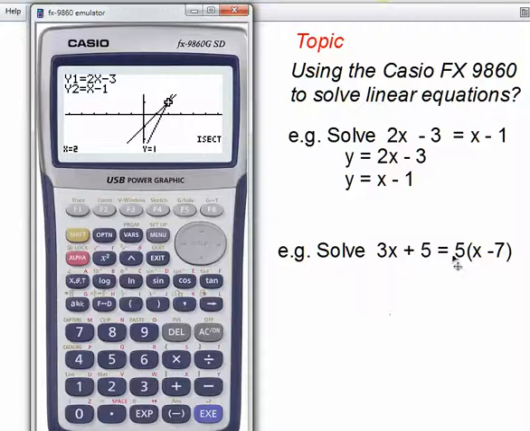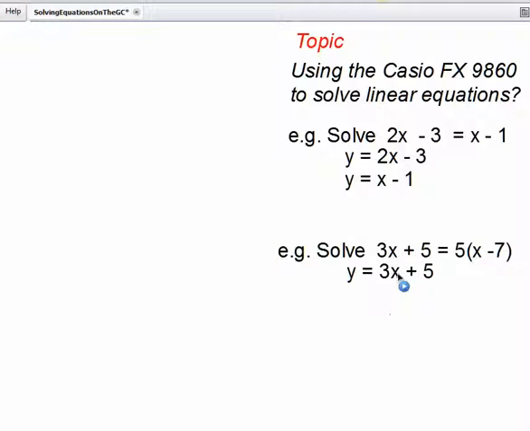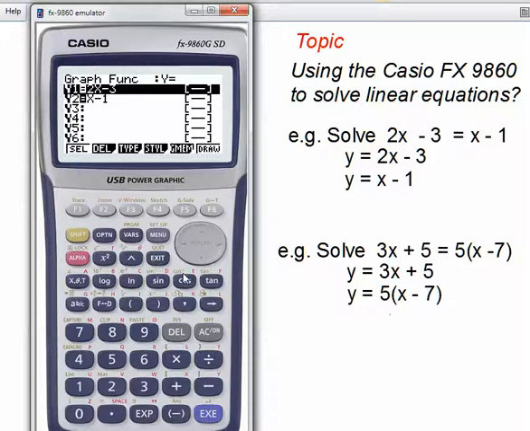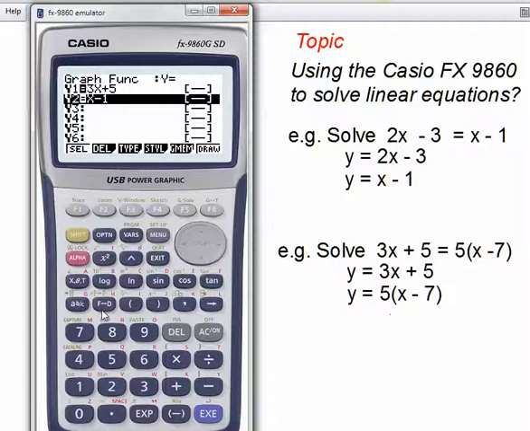What about this one? Same idea. Let y equal the left-hand side, one linear equation. Y equals 5 brackets x take 7. When we graph that, also going to be a straight line. So let's do it. We need to go back into the equations. We need to go up here and we can type over the one that's already there. So Y1 is 3x plus 5. Enter it. Second one, Y2 is 5 brackets x take 7. Close the bracket. Enter it.